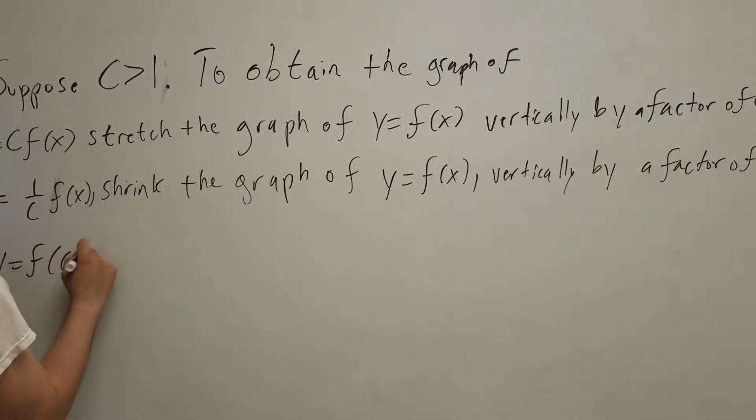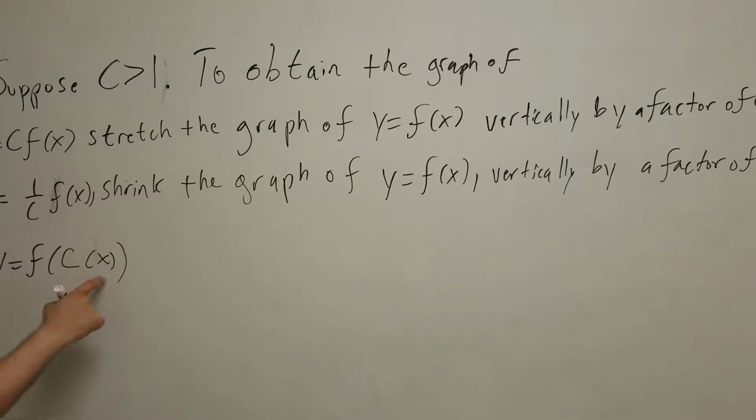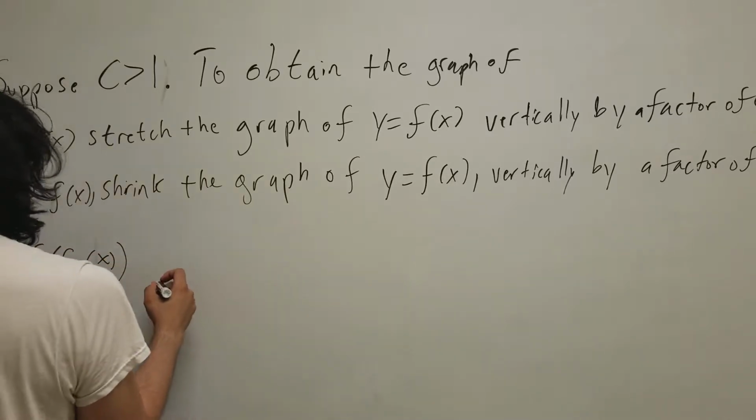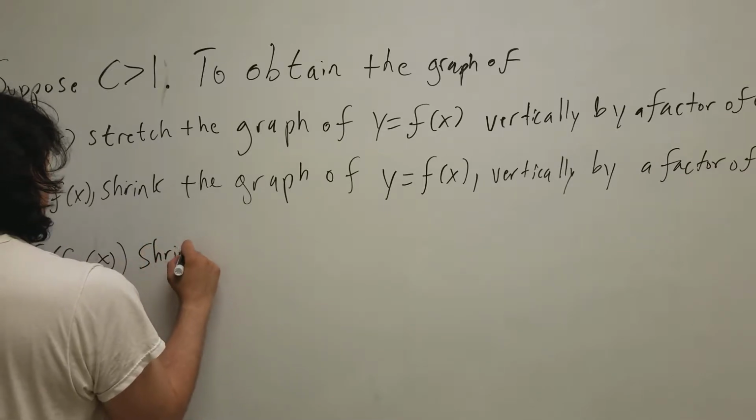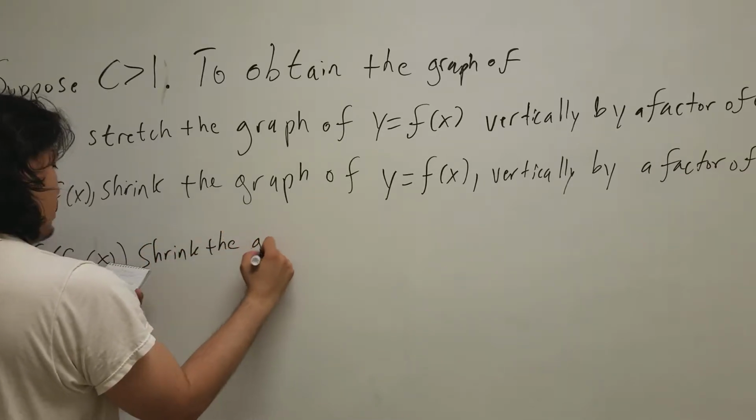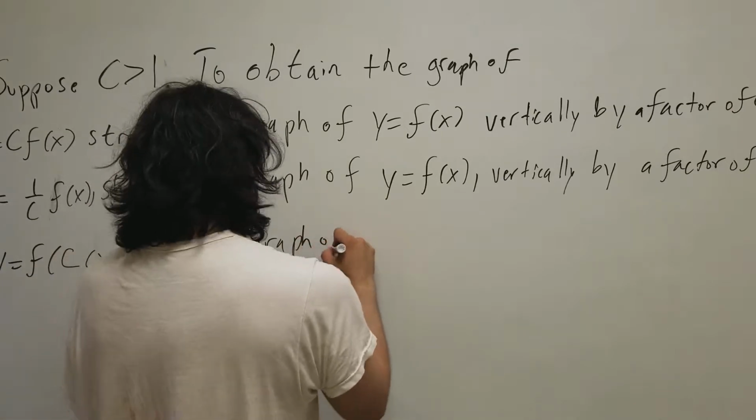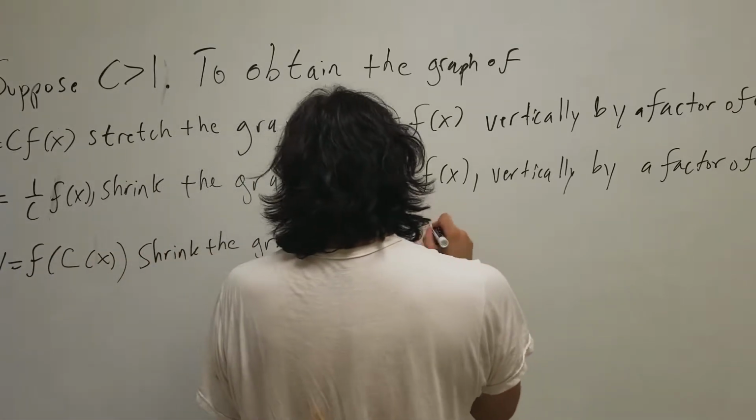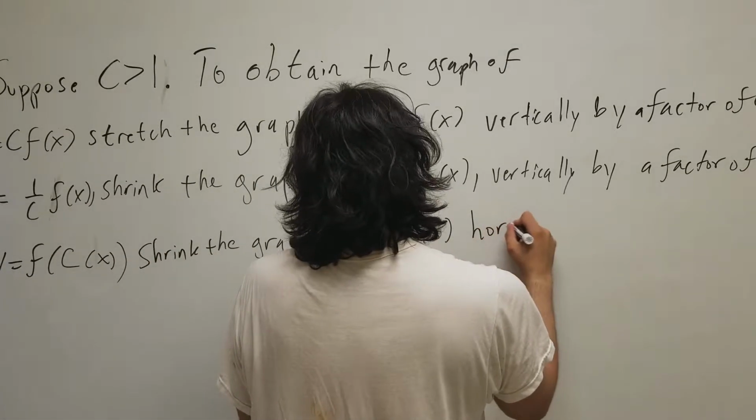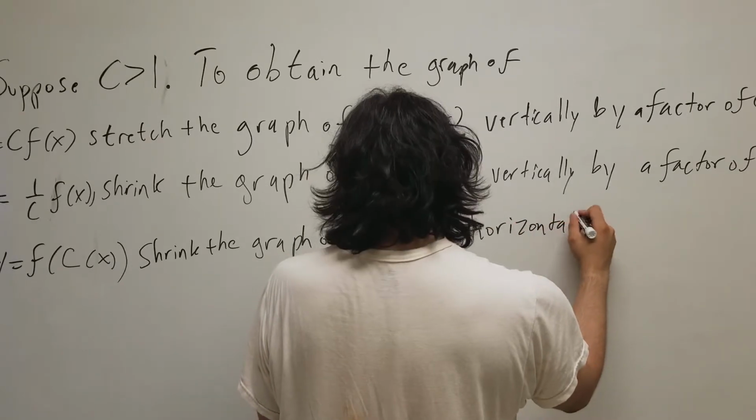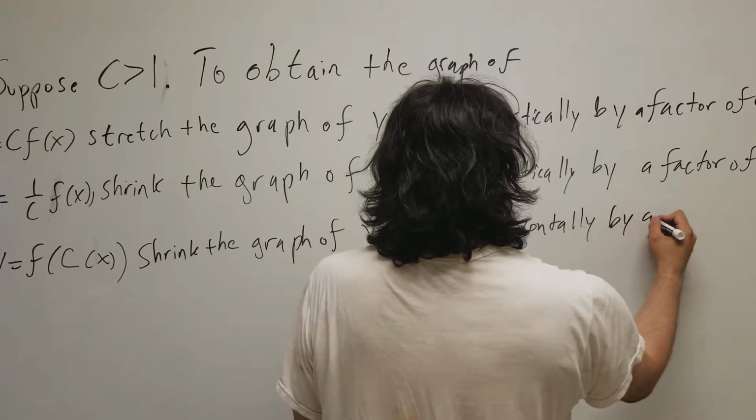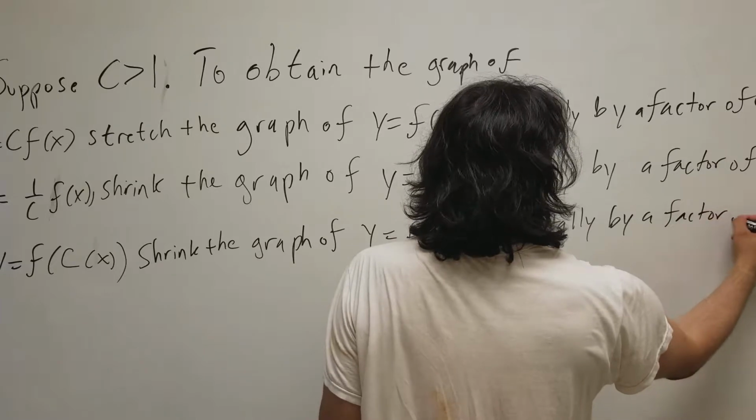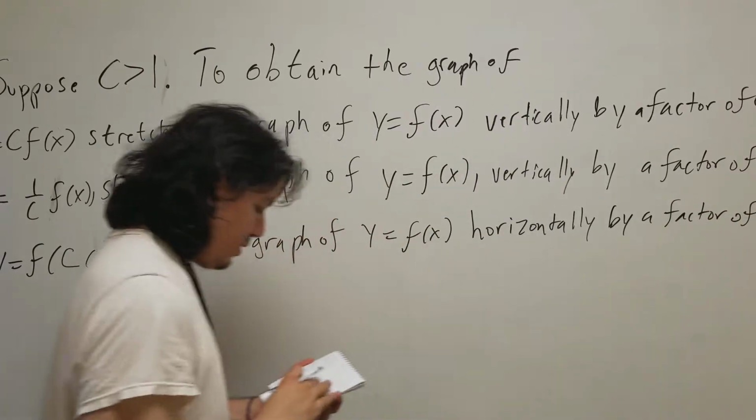Now, if we have a constant that is inside the function, let's make this a little different: y equals f of c x. There we go, so you see there's a c inside here. You still have to shrink the graph of y equals f of x, but this time you do it horizontally by a factor of c.